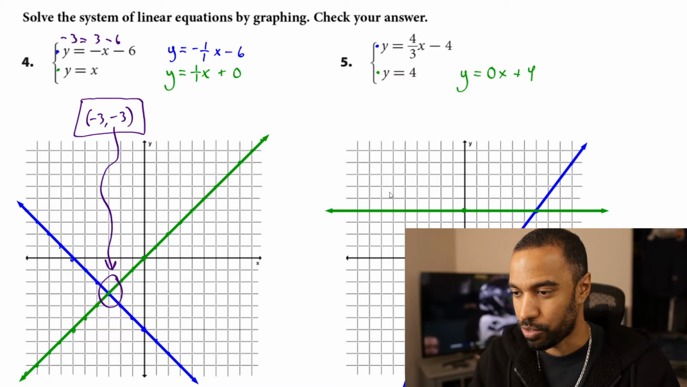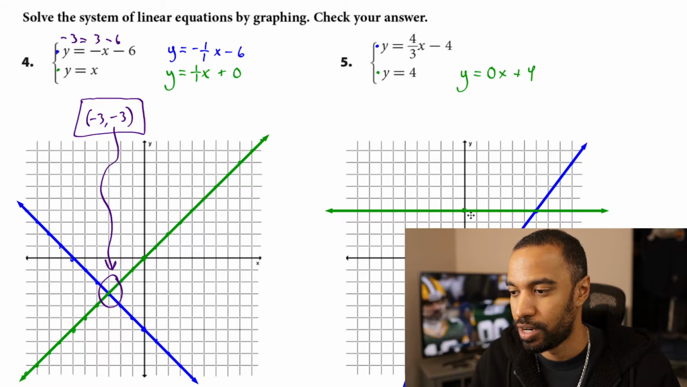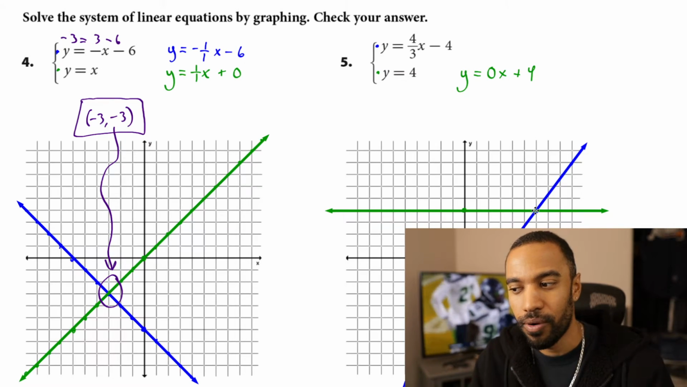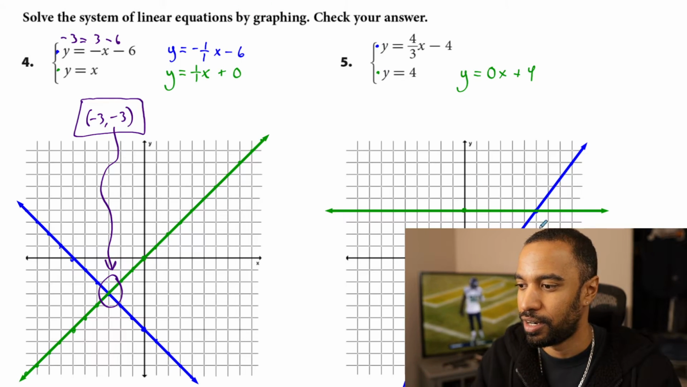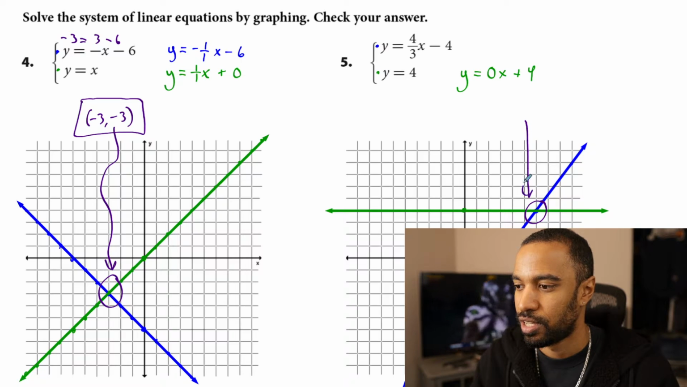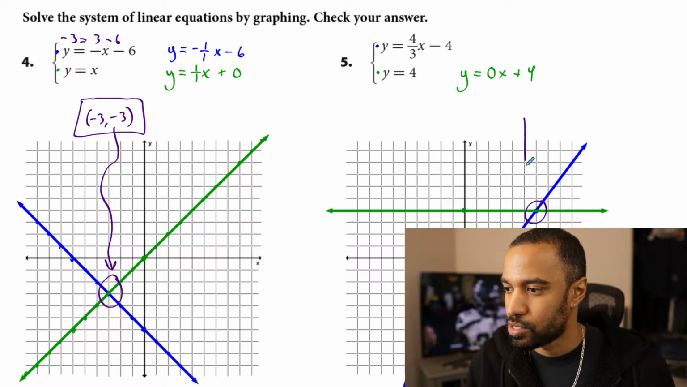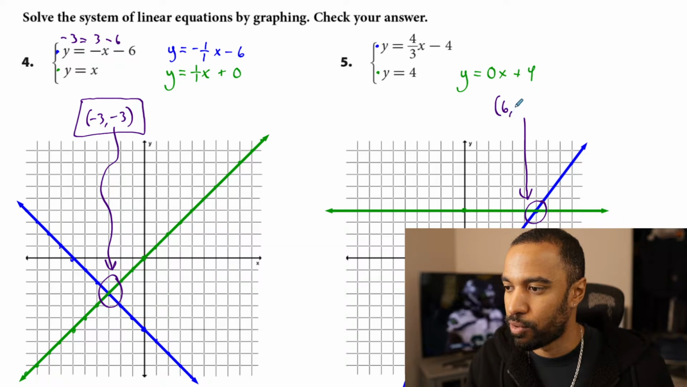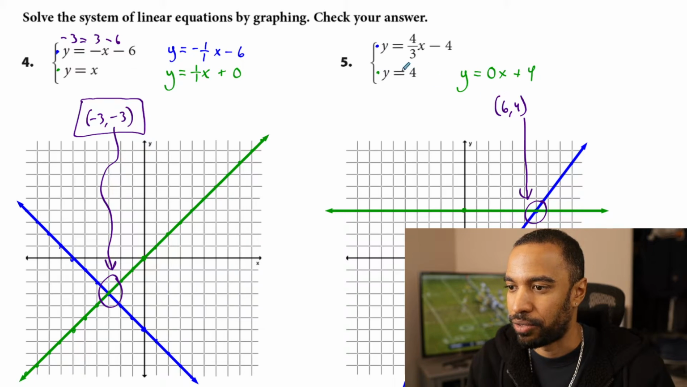And yes, this is y equals 4. Everything here is something comma 4. This is negative 9 comma 4, 0 comma 4, and the important one here is 6 comma 4. So the point of intersection right here is 6 comma 4. Not a minus. Let's try that again. 6 comma 4. Okay. Let's check that out.